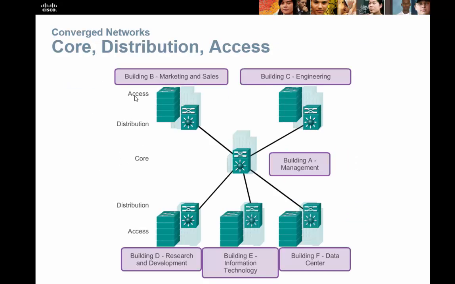You may end up having a collapsed core and distribution layer that work together. We have our access layers, our distribution, and our core. And you'll notice here this converged network has different buildings with different needs, but they all have their access, their distribution, and their core layers. With the access layer, it represents the network edge. It's where traffic enters or exits the campus network.